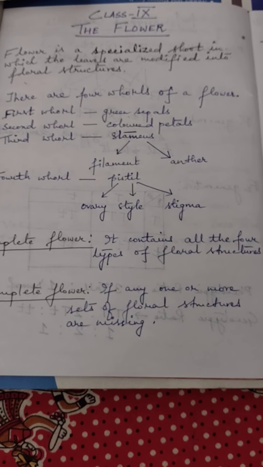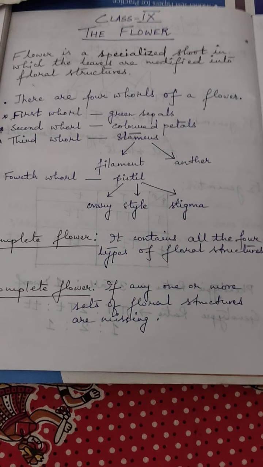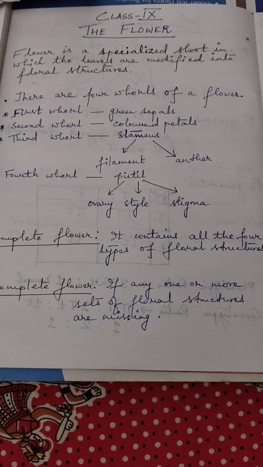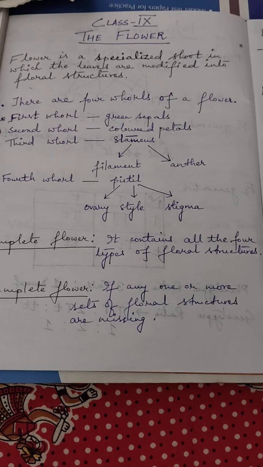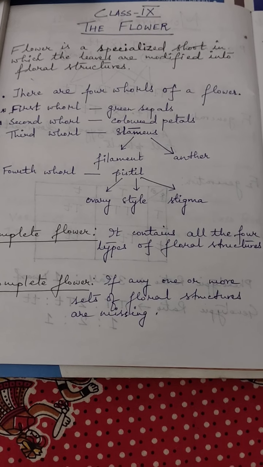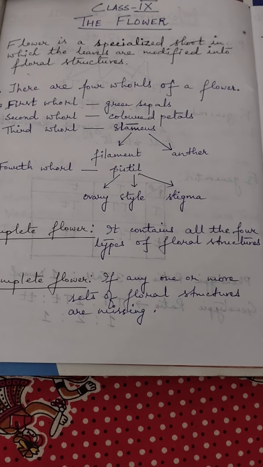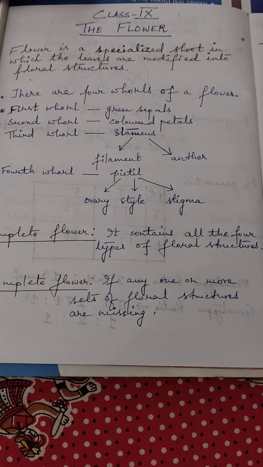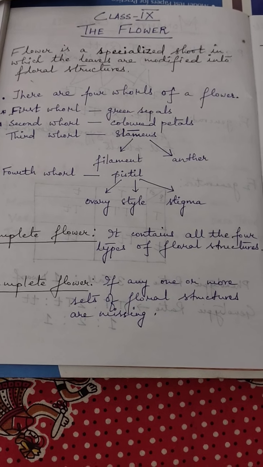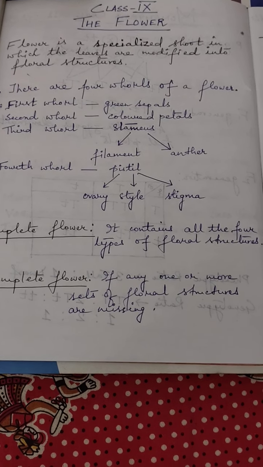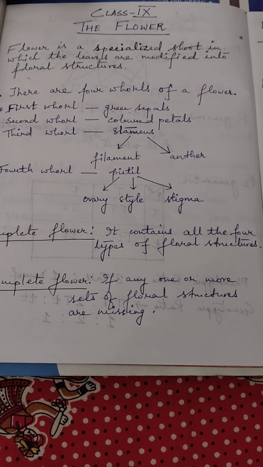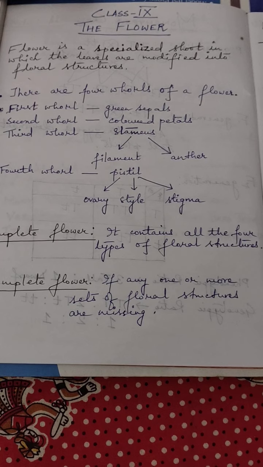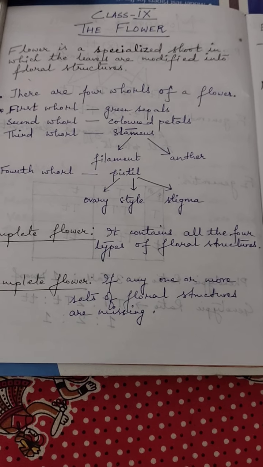I'm starting with the chapter The Flower. It is a very small chapter and is a very easy chapter, so I'm starting with it. Now, flower is a very familiar word to us and is a very familiar thing to us because we all can see various kinds of flowers around us, but we need to know the technical and scientific definition of it. It is a specialized shoot in which the leaves are modified into floral structures.